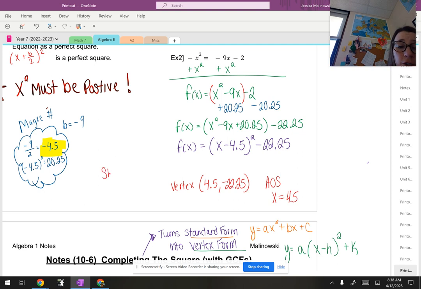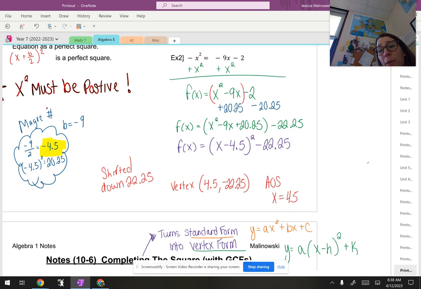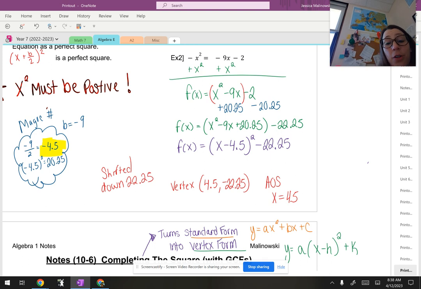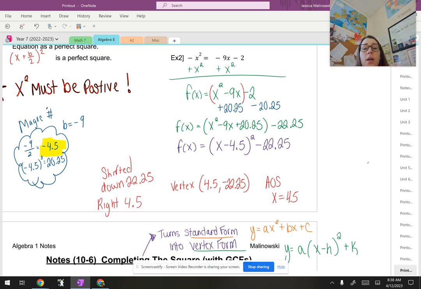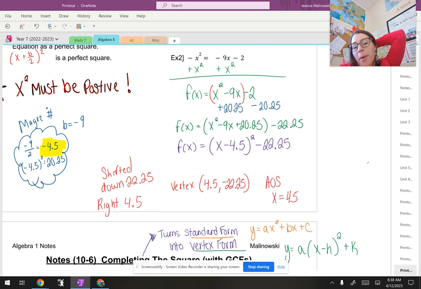And it was shifted down 22.25. Notice how I did it in double negative there. I said down, and that took the place of the negative. And to the right, 4.5. All that information just from a little baby equation.